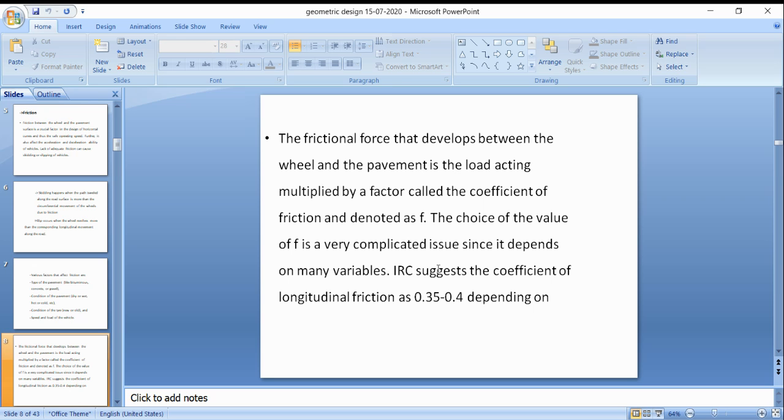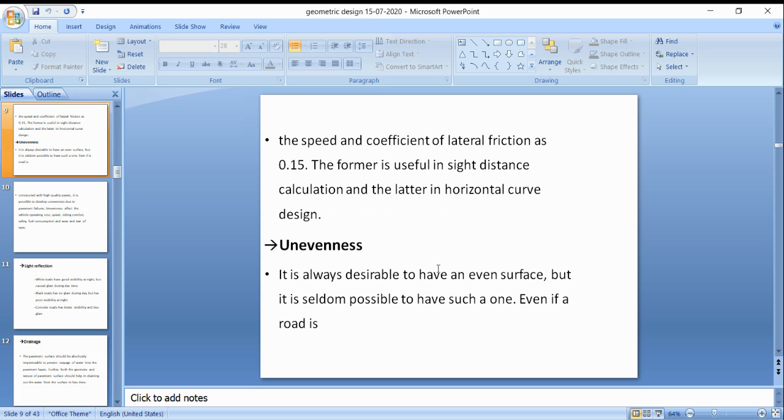The choice of the friction is a very complicated issue since it depends on many variables. I recommend a longitudinal friction coefficient of 0.35 to 0.4 depending on speed, and a coefficient of lateral friction of 0.15.